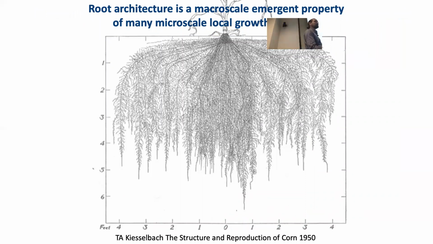Obviously, this is also 3D. Hundreds of thousands of roots in a mature maize plant, several hundred cubic feet of soil that they explore. It's been estimated miles and miles of roots on a single plant. It's phenomenally complex at this level.